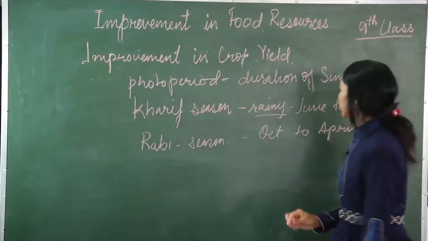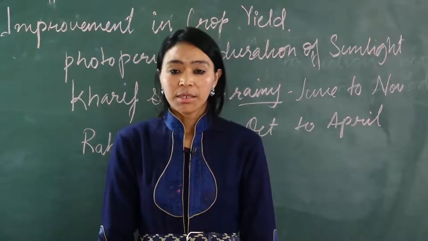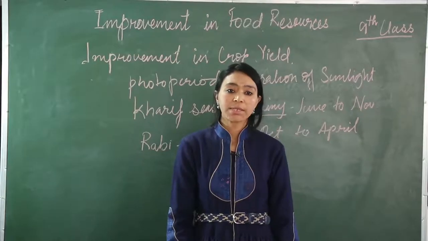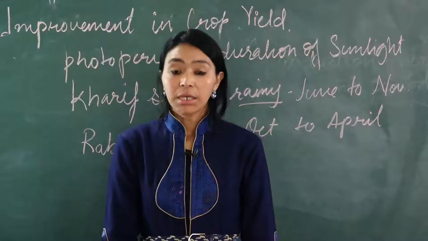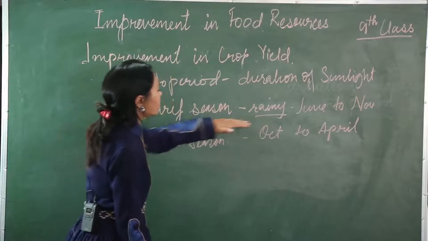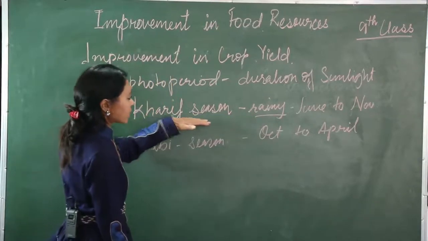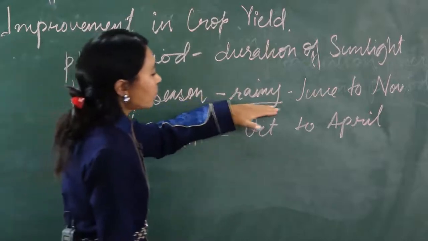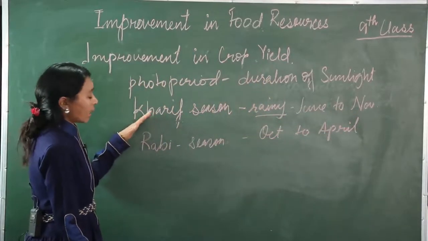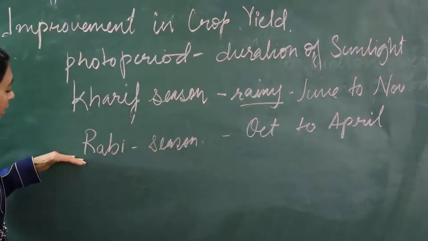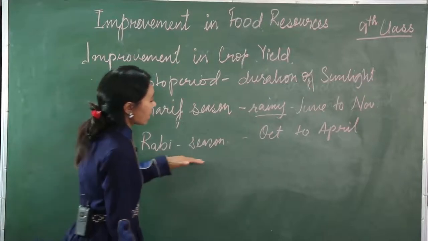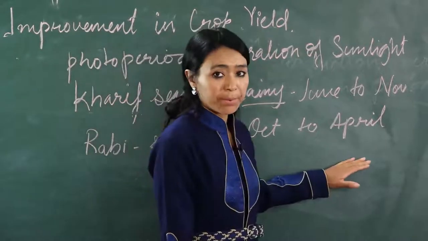And October to April. So some of the crops are grown during the winter and some are grown in the rainy season or in the summer period. The crops which are grown in the rainy season or in the summer season are known as kharif season crops. This starts from June to November, and in this paddy and other crops are grown. In the rabi season, this is the winter crop. It is also known as rabi season and this starts from October to April.